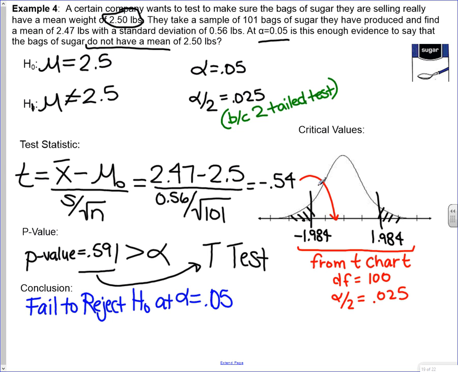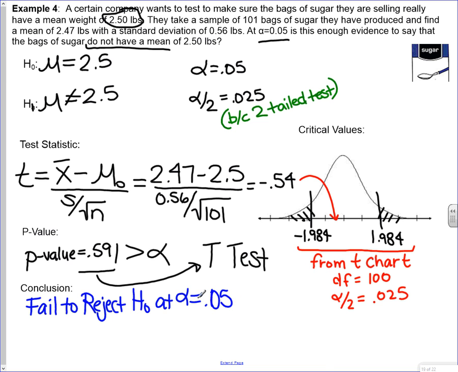This one, negative 0.54, isn't very far from the mean, right? It's just half a standard deviation below the mean. So it's actually not very extreme. It's not a very extreme value. It's going to fall inside here, which is the do not reject area, right? So we're going to fail to reject the null at alpha equal 0.05.